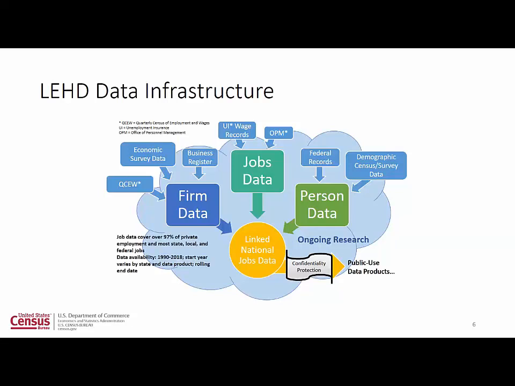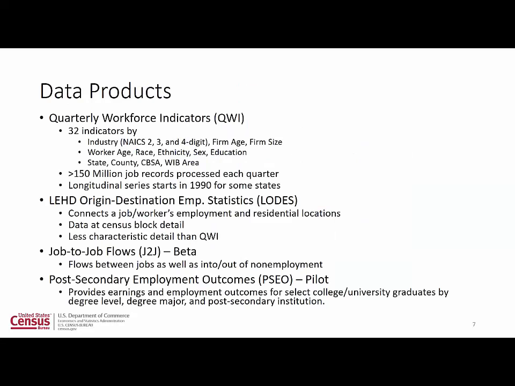In general, the coverage for this infrastructure is about 97% of private employment and most state, local, and federal jobs. Right now, the data availability is 1990 through 2018, although that may now be 2019 as we're starting to roll out 2019 data for some of our data products. Okay. The data products that we produce here in LEHD, there are four main ones, and I'll just highlight a few features of those.